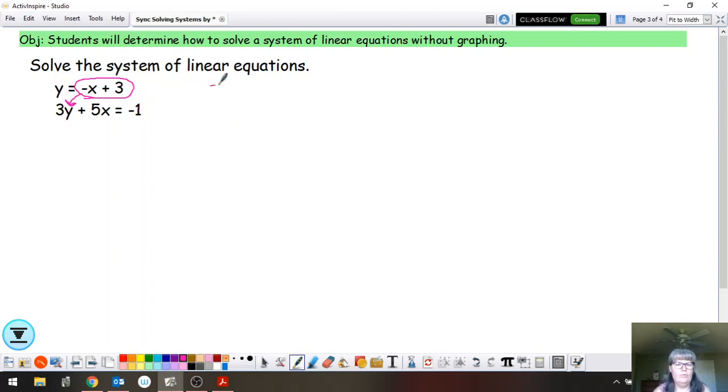So we're going to have 3 parentheses, replace y with the expression negative x plus 3, plus 5x equals negative 1. Then I'm going to distribute 3. So I have negative 3x plus 3, or plus 9, excuse me, plus 5x equals negative 1.